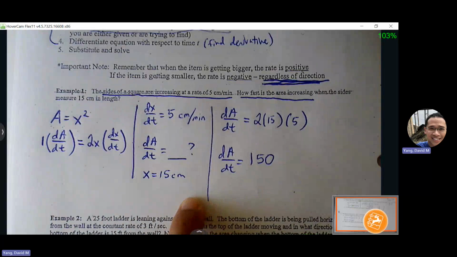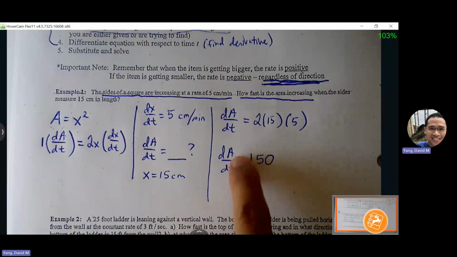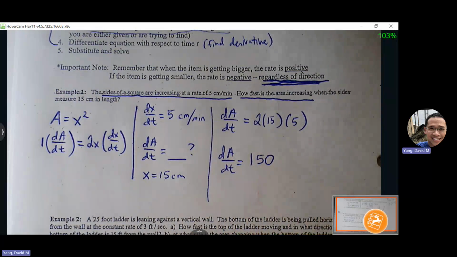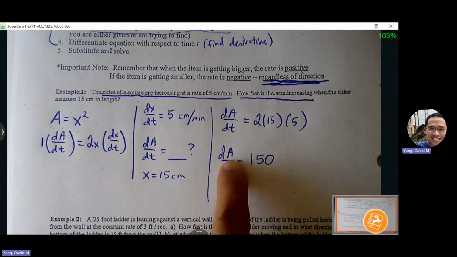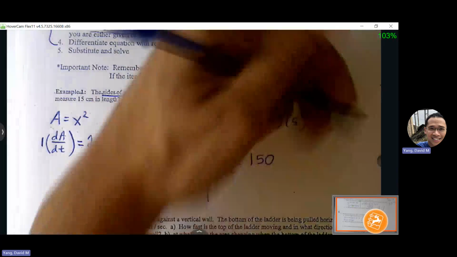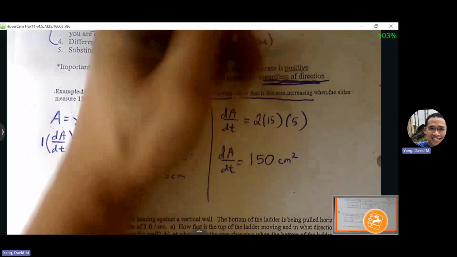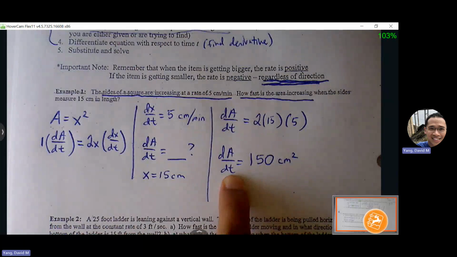Now, our units, you see how there are two variables here? We need units with a numerator and denominator. What's the area unit? Centimeters squared, right? Area is a two-dimensional unit. So centimeters squared. And then there's a time component here. So centimeters squared per minute.